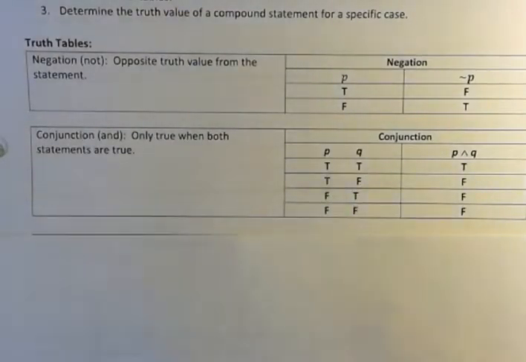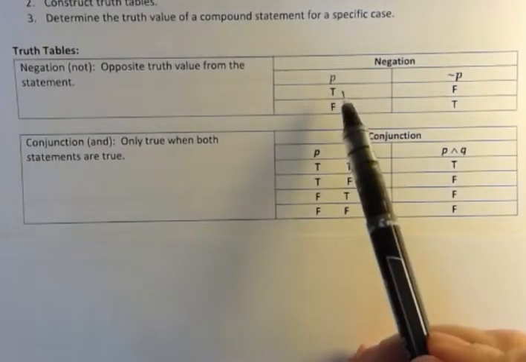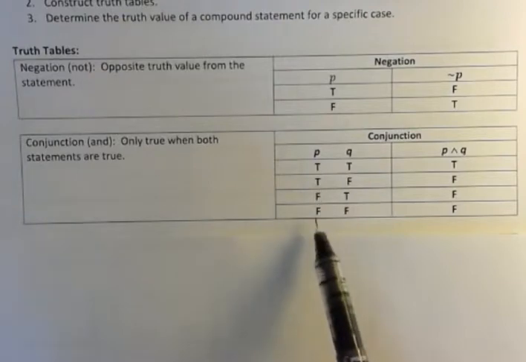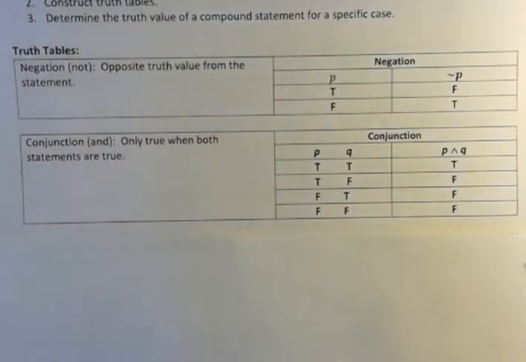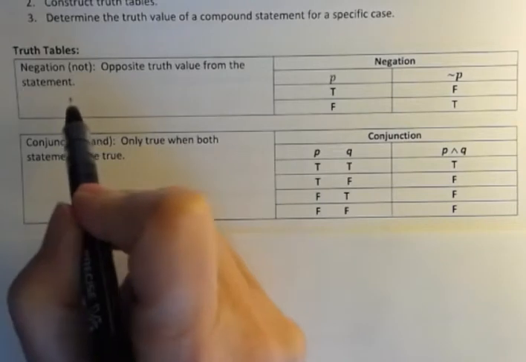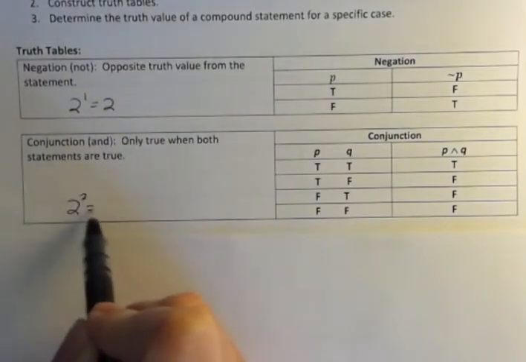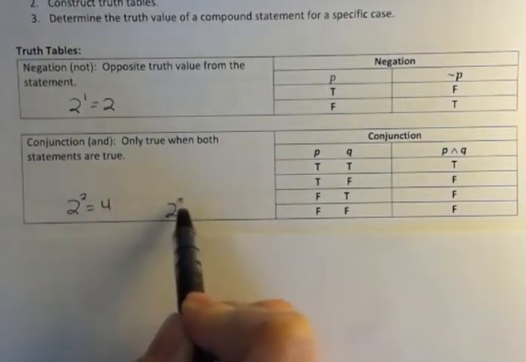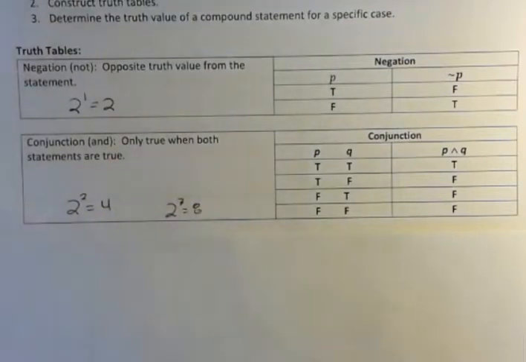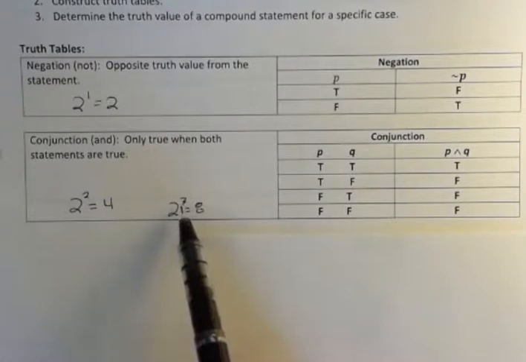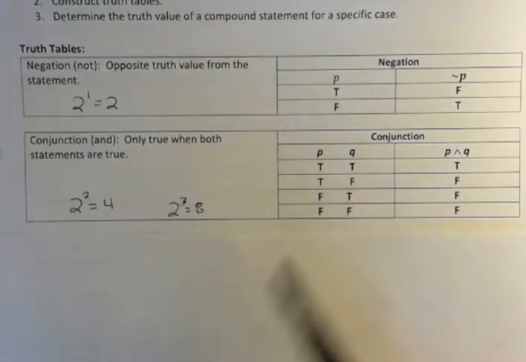What I want you to notice here is that if I have one statement, I have two options. If I have two statements, I have four options. If I have three, I have 8. And hopefully you can recognize that 2 to the first power is 2, 2 to the second power is 4, 2 to the third power is 8. And if you want to know how many different groupings you're going to have, this power right here is the number of statements that you have. So for 3 statements, you have 8 different possibilities.